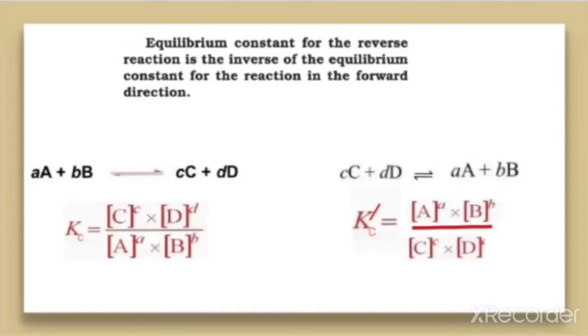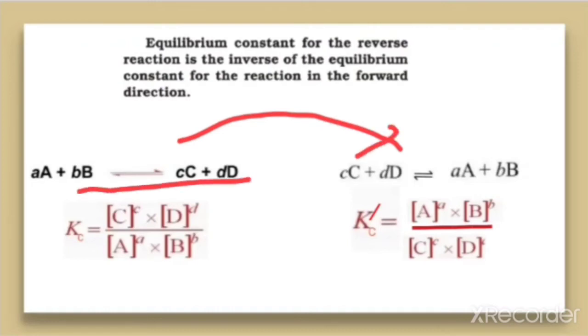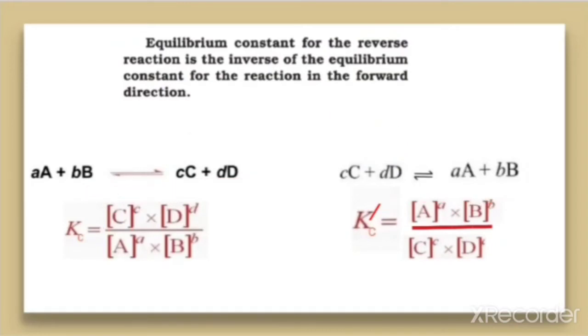That is C plus D giving rise to A plus B. Look at here, this equation is the reverse of this equation. So this is considered as a forward reaction, and this is the reverse reaction. That means here A and B are the reactants. This reaction starts from the reactants A and B, but this reaction starts from the reactants C and D. So this reaction is the reverse of the first.